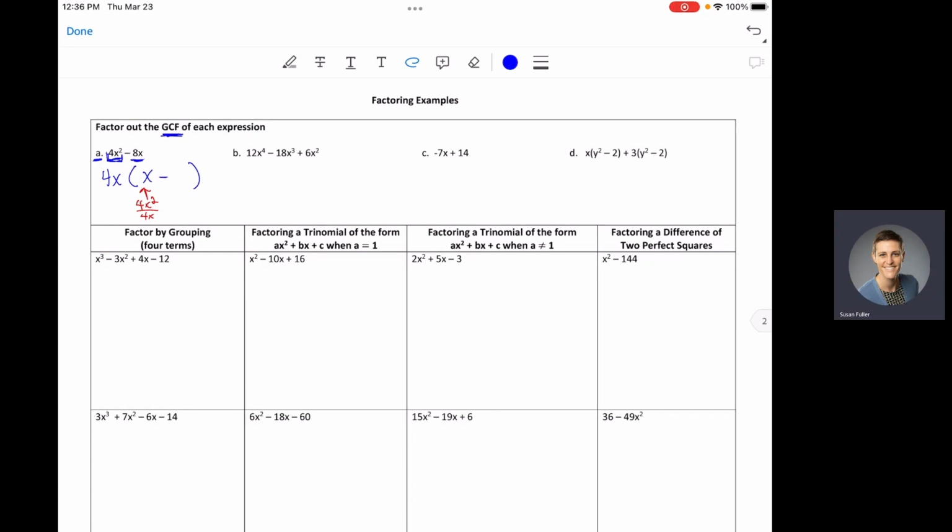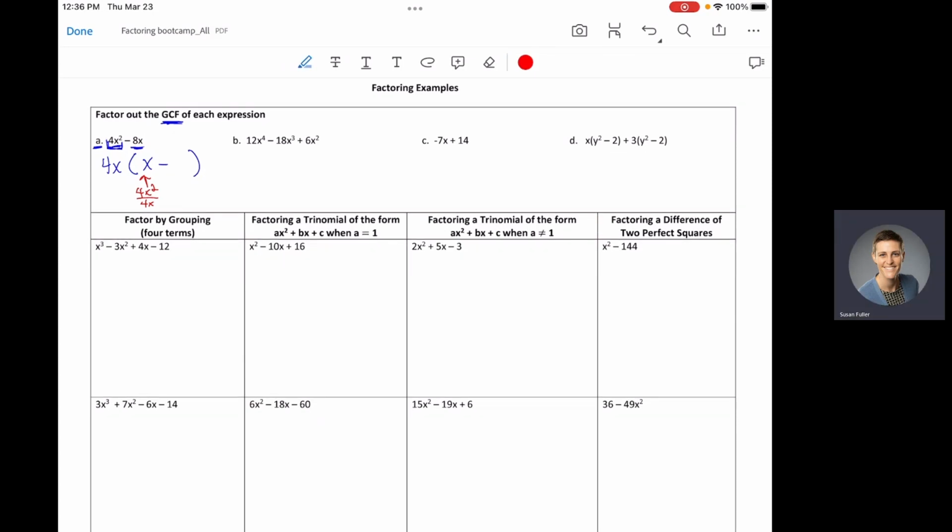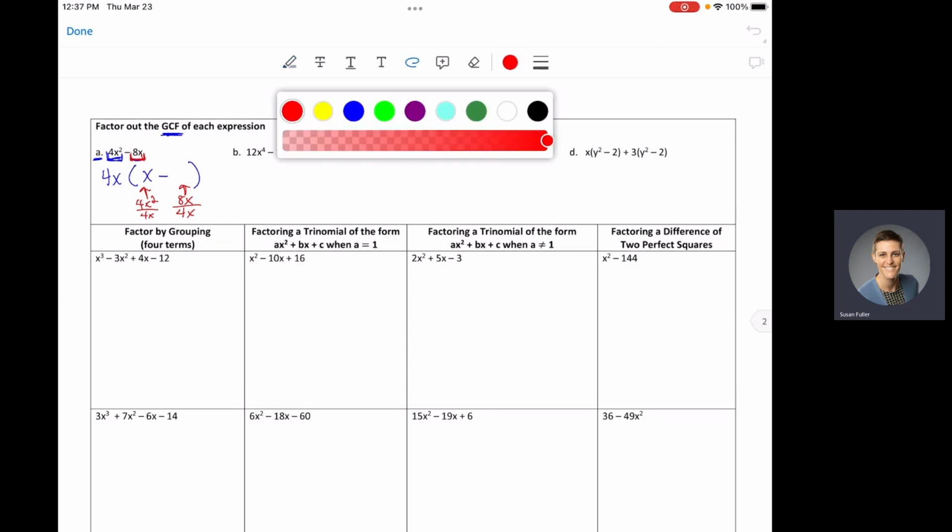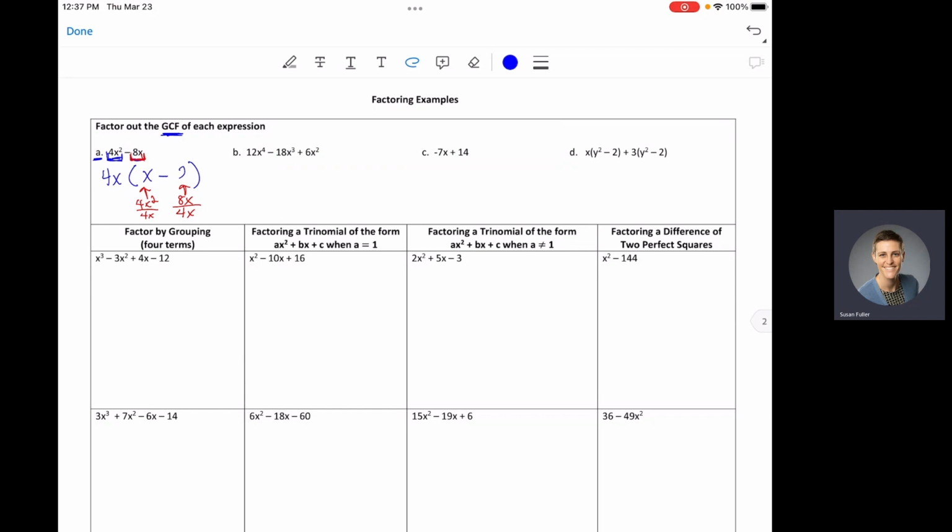And then there's a minus sign here, so we're going to keep that negative. And then we are going to do the same thing here. You're going to take your second term, this 8x, and divide by your GCF of 4x. So when you take 8x and divide by that GCF of 4x, you're going to get a 2. So that's what's in here. So we've got 4x times the quantity x minus 2. We've just factored the greatest common factor out of this given expression. This is what your answer will look like. It's going to look like your GCF times a quantity in parentheses.